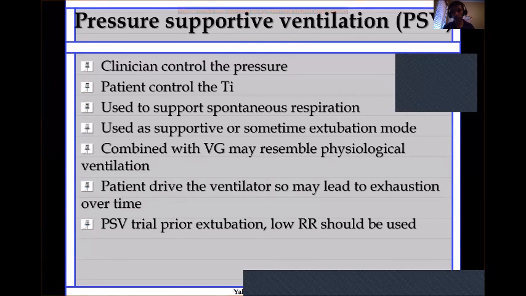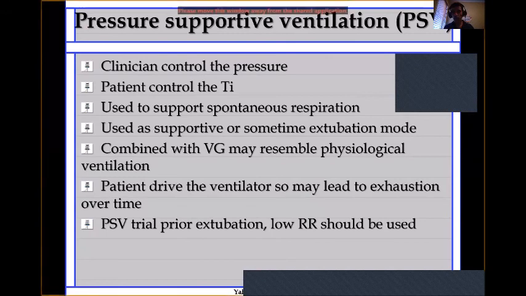The other use of PSV is prior to extubation, because the patient is driving everything. So when you put the patient on PSV and give him about 30 minutes, if he's breathing because he's controlling the machine, then you can extubate.